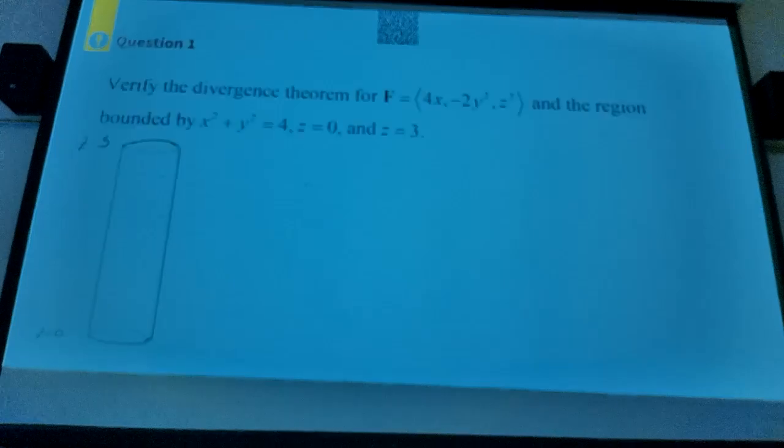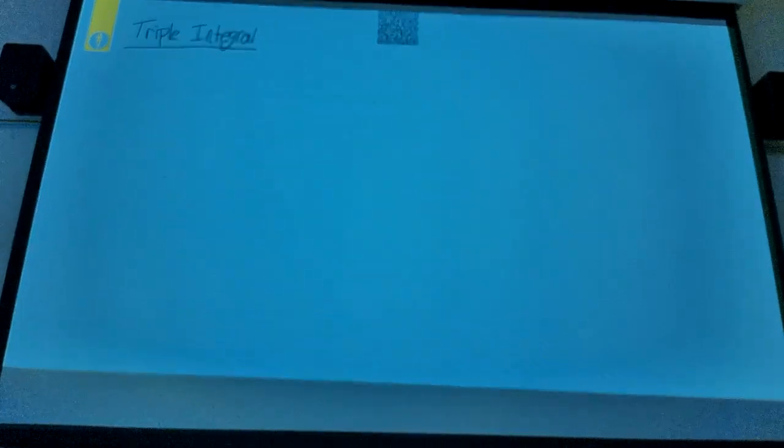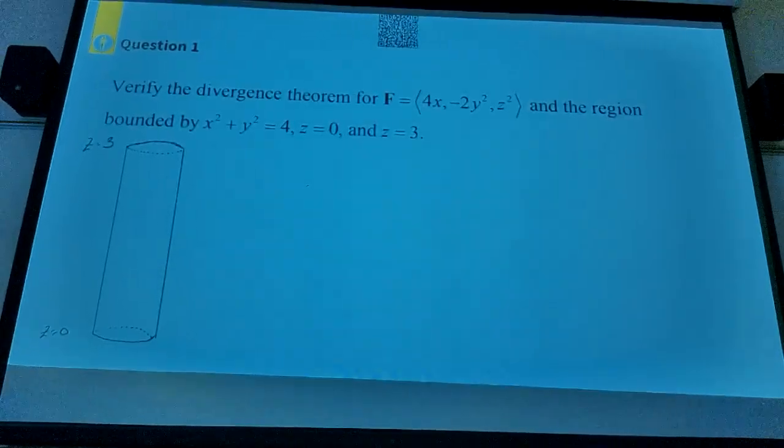Now we need the triple integral, which means we need to go back and look at the solid that's being enclosed by our surface. We need to describe that solid. What coordinate system do you want to use? Polar. Polar is for 2D. Cylindrical. This one's obvious. That's a cylinder, so cylindrical.